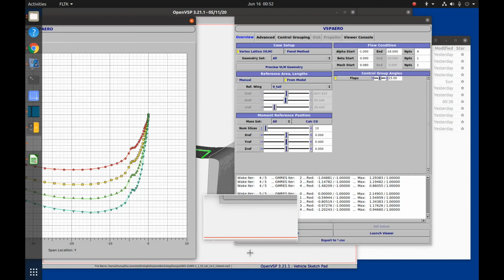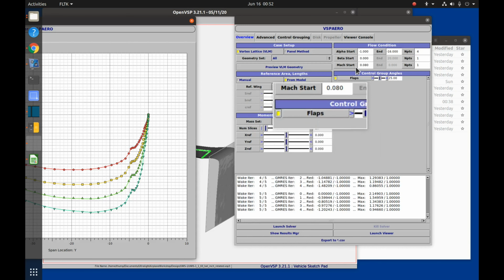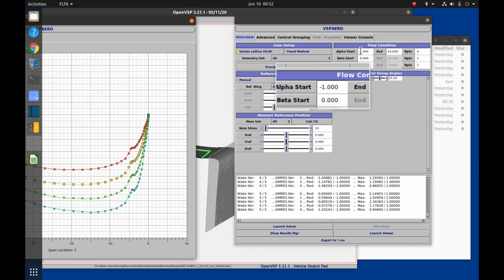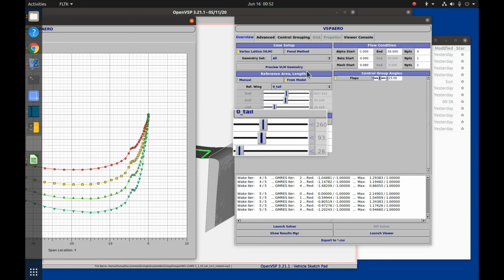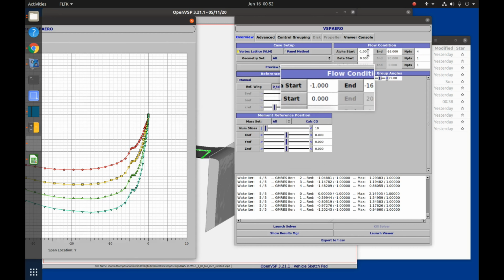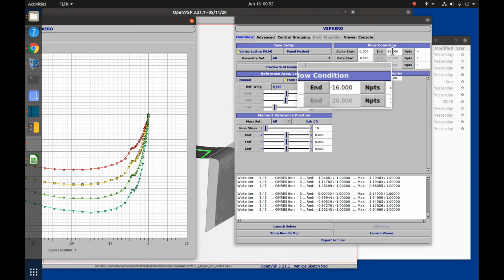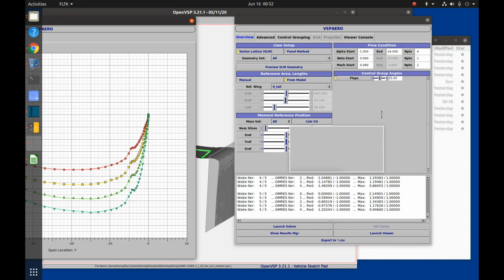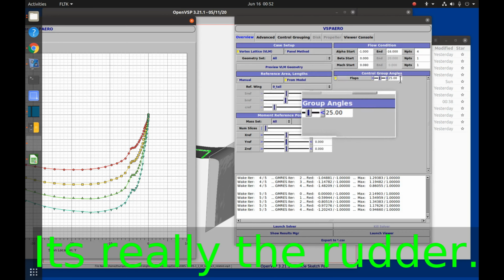I wanted to verify something about this lift distribution. So I've gone and changed the alpha to negative. So instead of nose pitching up with the current configuration that we have, I'm going to pitch it down. So we're going negative alpha start, and then we're going to go to minus 16. We did plus 16 in the other direction. And then I also flipped my flaps around. Instead of minus 25, we're doing plus 25.